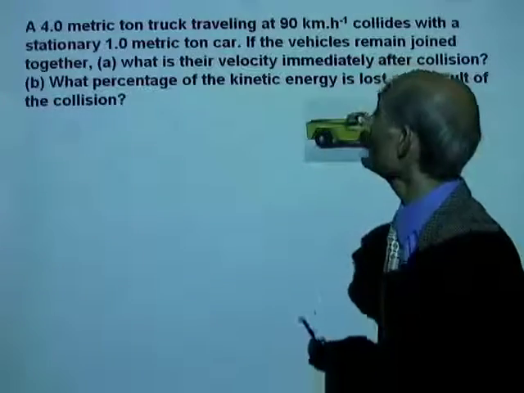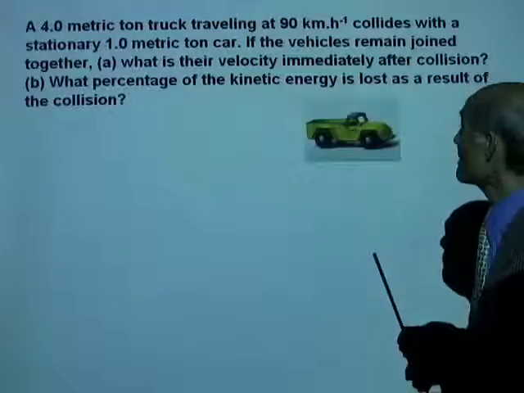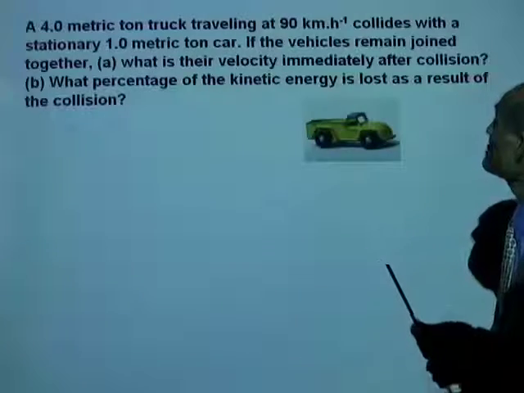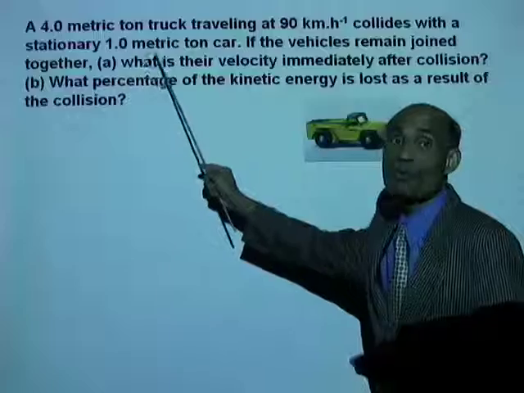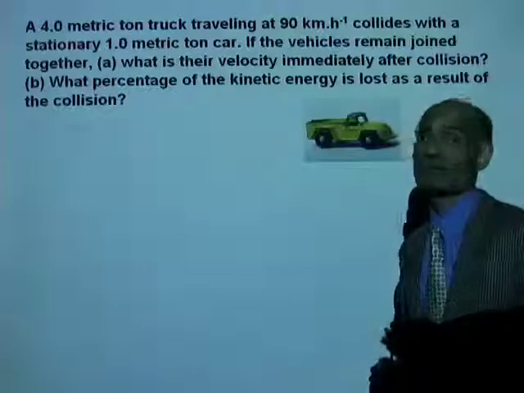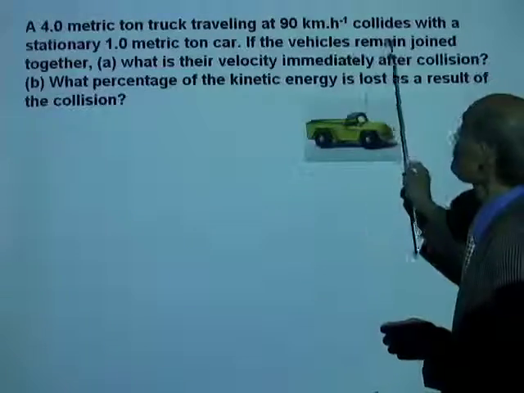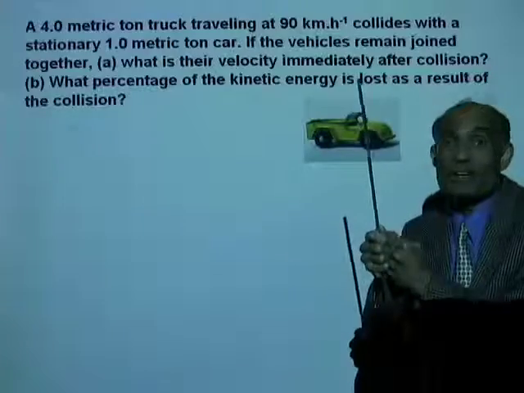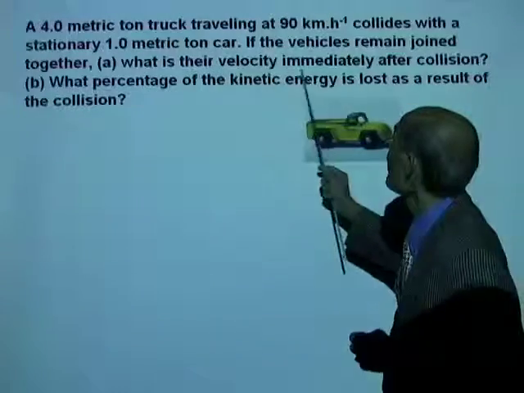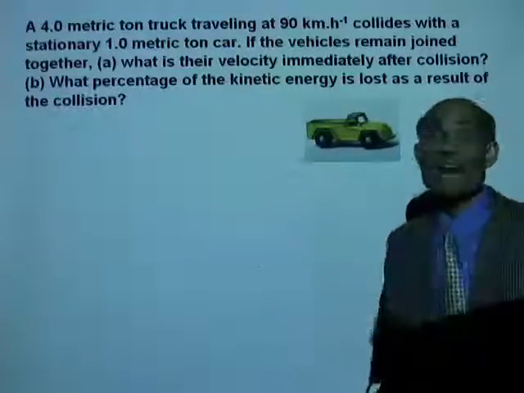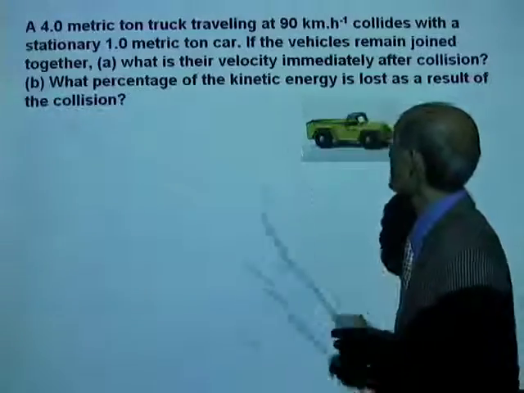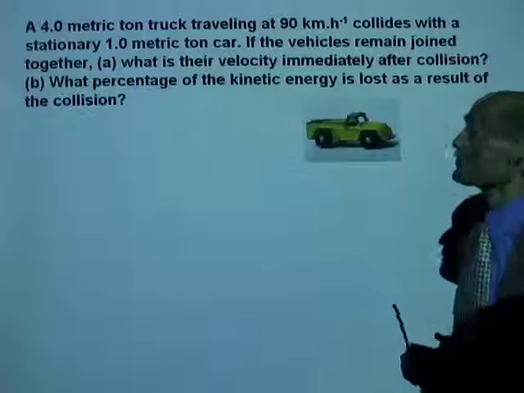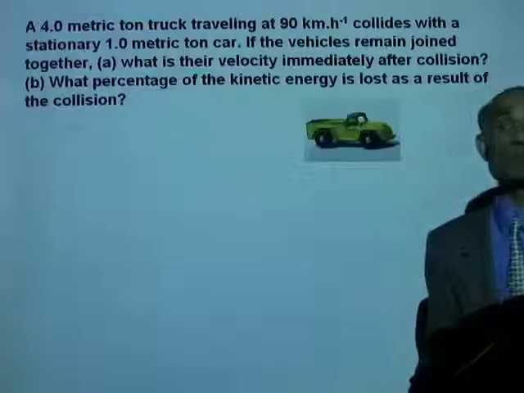A 4 metric ton truck traveling at 90 km per hour collides with a stationary 1 metric ton car. If the vehicles remain joined together, what is their velocity immediately after collision? What percentage of the kinetic energy is lost as a result of the collision?